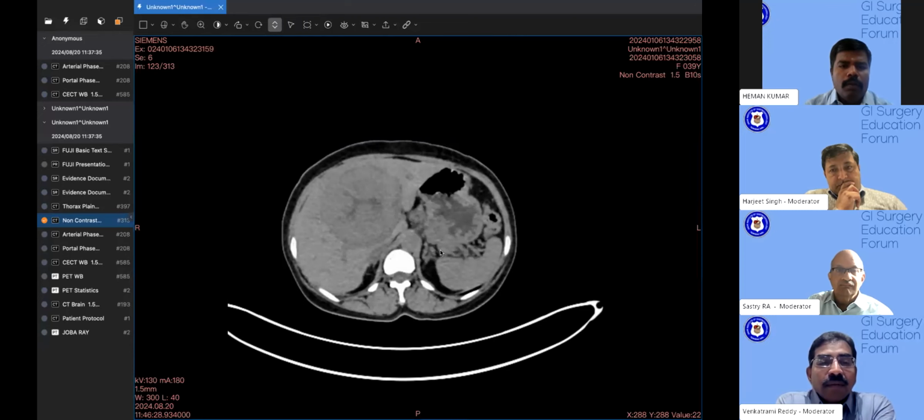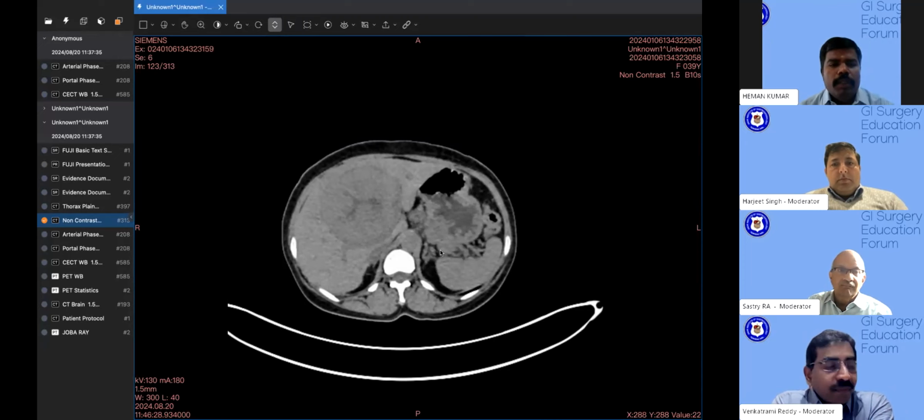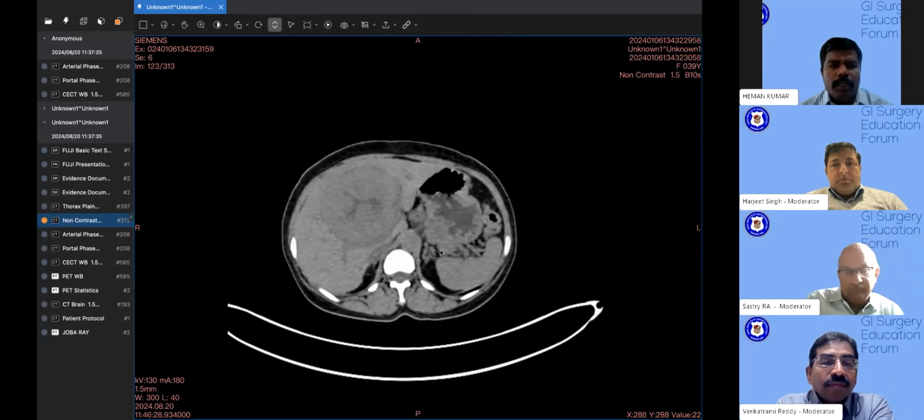Anything you want to comment on the plain CT? Yes, sir. There is a huge heterogeneous mass involving segments 4 and 5. Segments you can say later, but grossly, it is looking like a globular mass.